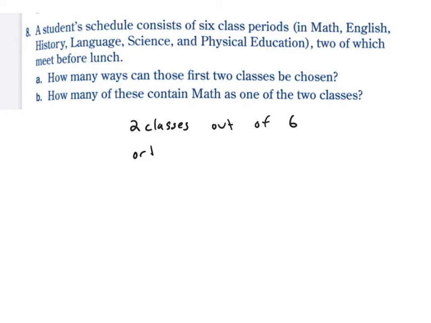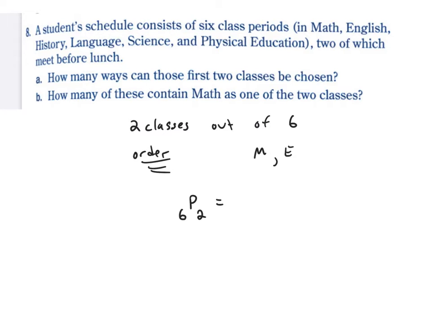And since order is important, because math could come first, then English, or English, then math, and those are different sets each. All right, so because order is important, this is going to be a permutation. So it's simply 6P2 because we are choosing 2 from a group of 6. So punch that into your calculator and you'll get a reasonable answer, not too many. Okay, now that's part A.